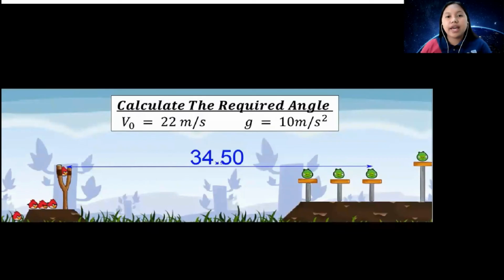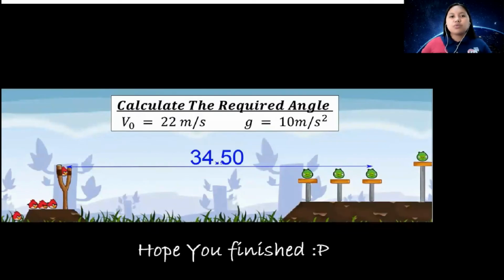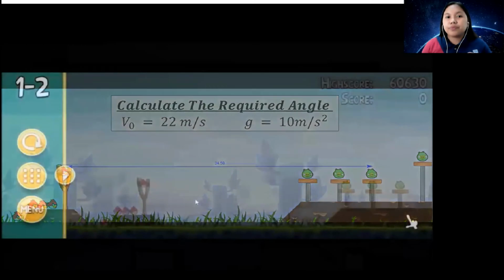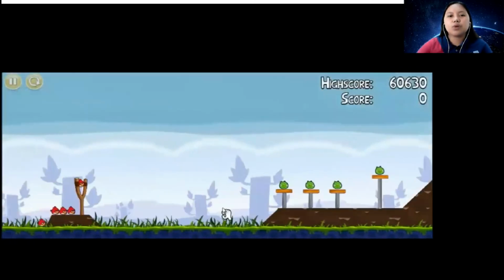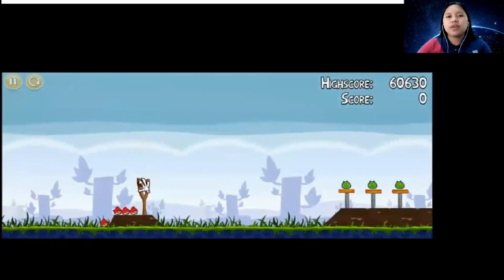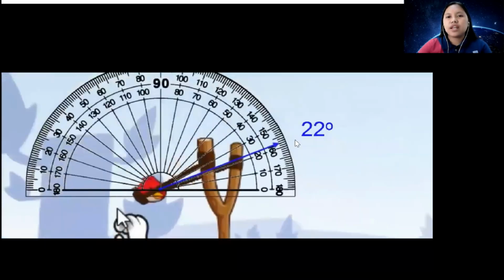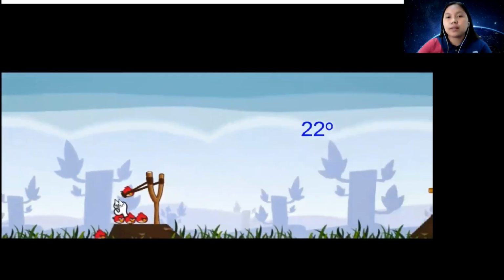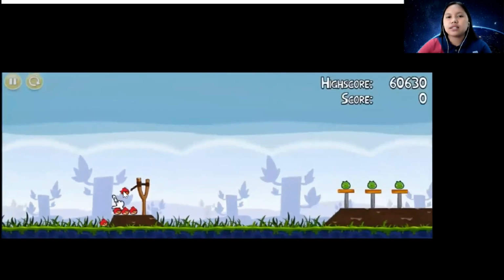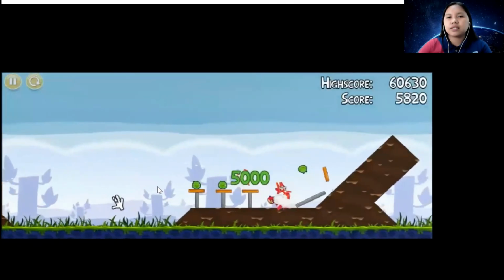Alright, so we can also apply this in a real game scenario. I'm going to show you this one. This is a game which is very timely, the Angry Birds game. It shows the parabolic structure. I'm going to play this first. So we have our Angry Bird and I'm going to shoot it with an angle of 22 degrees. Let's shoot it and see if it can hit the pigs.